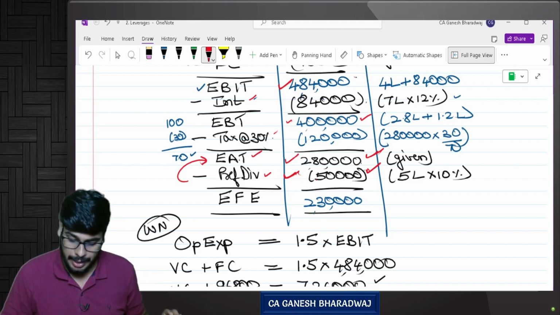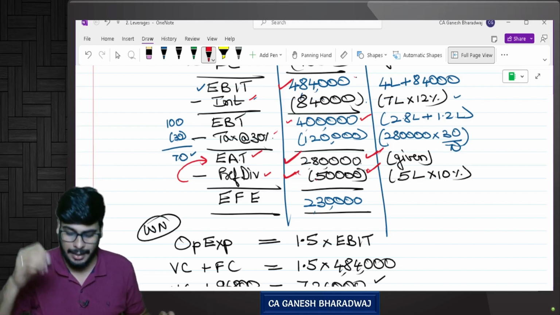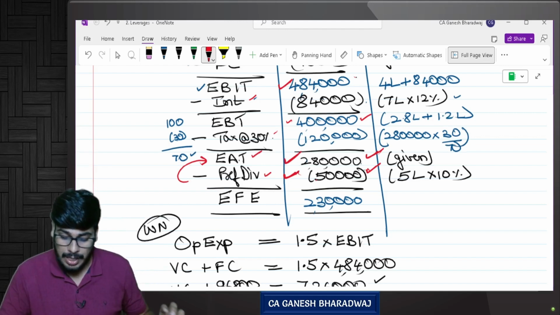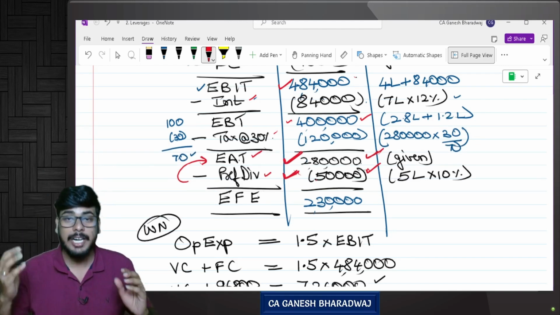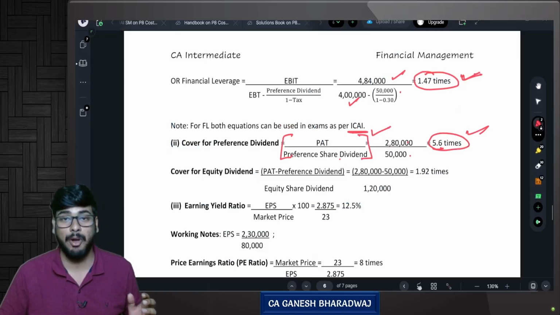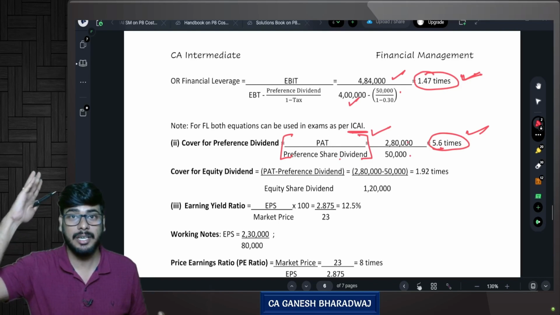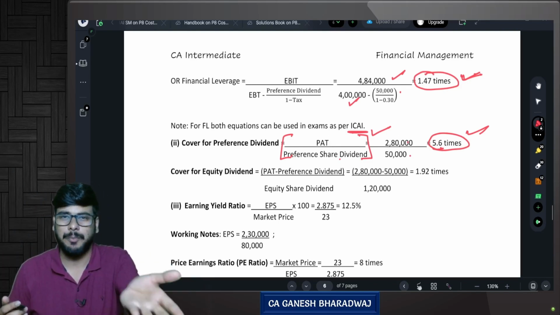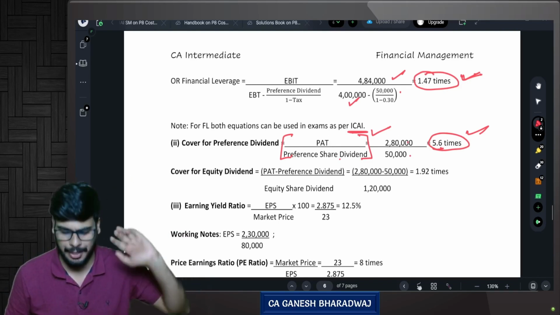So I am calculating this EAT, that is the earnings after tax, upon preference dividend. Why are we doing this? We are trying to find out how many times the earnings after tax cover the preference dividend. In this case, we saw that it was 5.6 times, which means the company is earning 5.6 times the dividend amount they will have to pay, so they can easily honor that commitment. This is the meaning of coverage ratio. Are you clear with this?